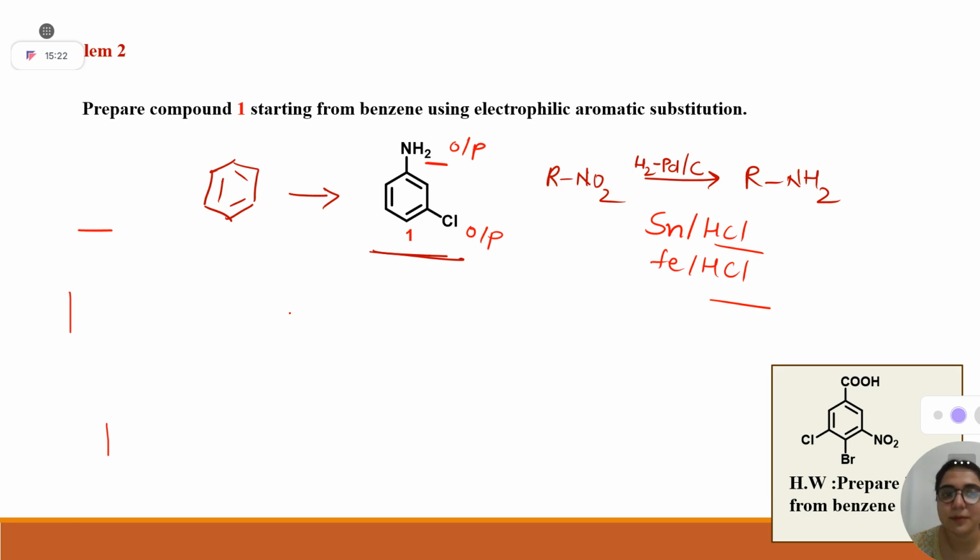Let me explain again. There are two substituents, they are meta to each other. In order to get 1,3 substituents, one substituent should be meta directing. But here both are ortho-para directing. So what can we do to convert one of them to a meta directing group? I have given the hint that you can convert NO2 to NH2. So one thing is clear, you need nitrobenzene to start with.